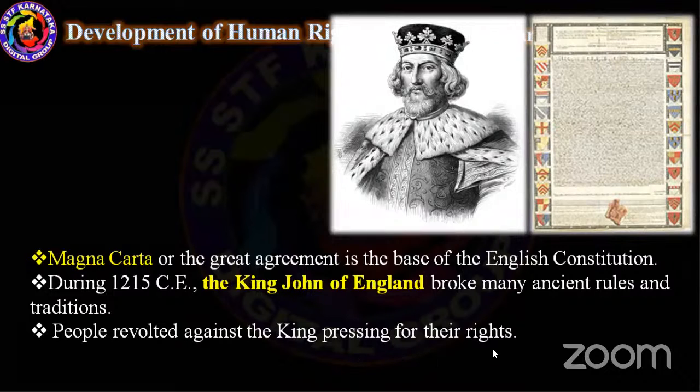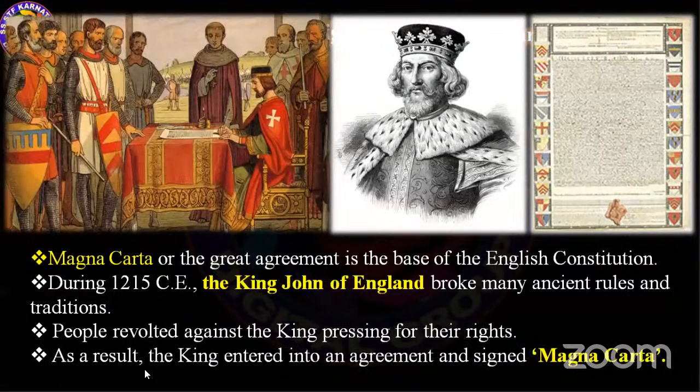It means they forced him to implement or grant all the rights which they were having before he banned or prevented them. As a result, the king entered into an agreement and signed the Magna Carta.